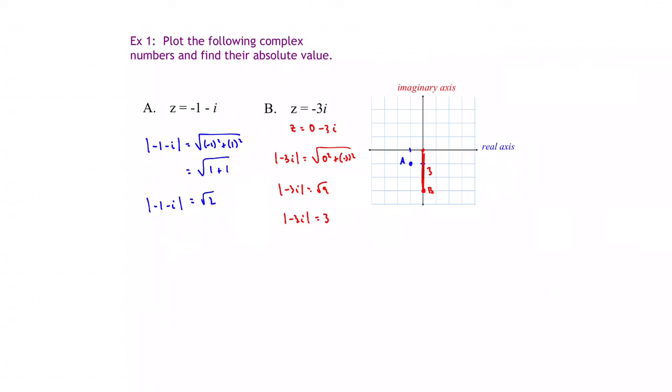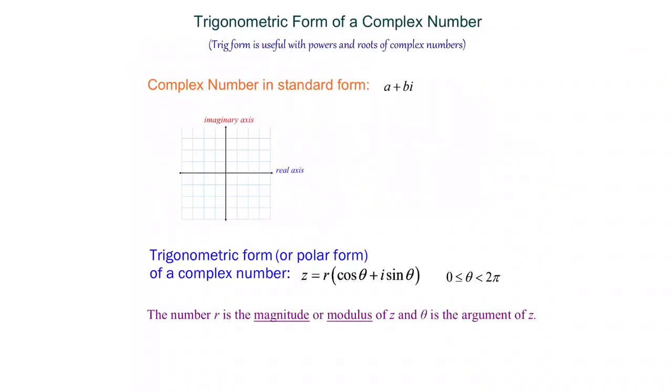So that's how you plot points, complex numbers, and then also deal with the absolute value of complex numbers. Now we're going to look at trigonometric form of a complex number. So this is used specifically when we're looking at powers and roots of complex numbers.